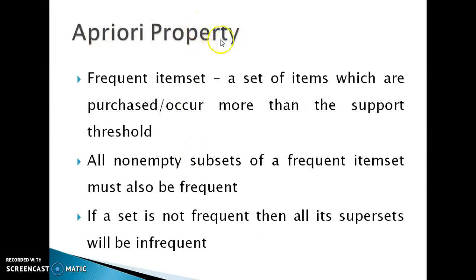And now this algorithm uses a very important property called the Apriori property. The property states that all non-empty subsets of a frequent item set must also be frequent. Before proceeding, we should know what a frequent item set is in this algorithm. The set of all items whose support count is greater than a threshold specified by the user is called a frequent item set.